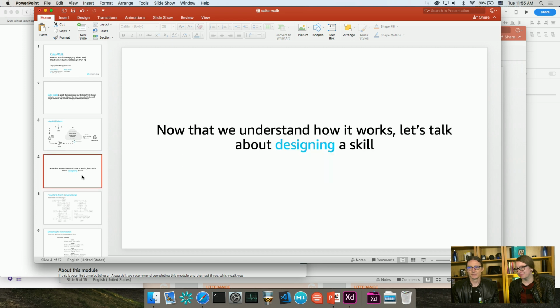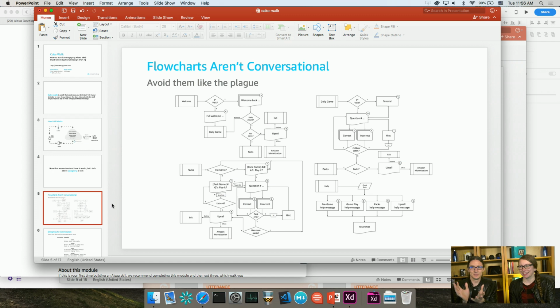So, now that we understand the basics of how it works, let's talk about designing a skill. But before we get into designing a skill, let's talk about what we don't want to do, which is using flowcharts. Everybody needs some kind of architecture. Once you know what you're going to build, and we know what we're going to build here, you don't need it so much. So it's nice to say, well, my skill is going to do these few things. You're going to get to them in this way, and they're going to connect here.